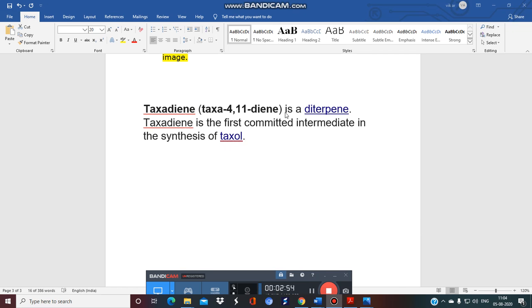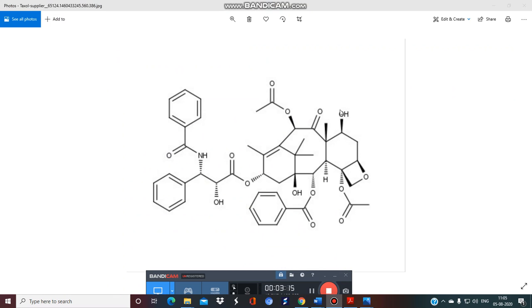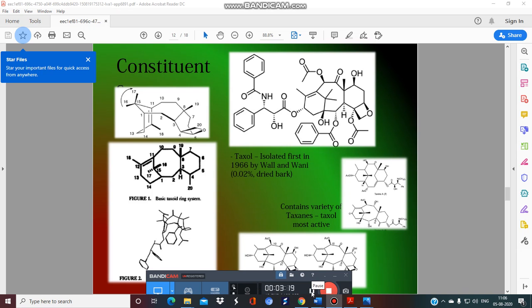See again, taxadiene is a diterpene, and it is the first committed intermediate in the synthesis of Taxol. So this is a very important compound. Just see here the taxadiene nucleus. So this is the taxadiene nucleus, that is taxa-4(11)-diene. And in the structure of Taxol, this is the taxadiene nucleus.